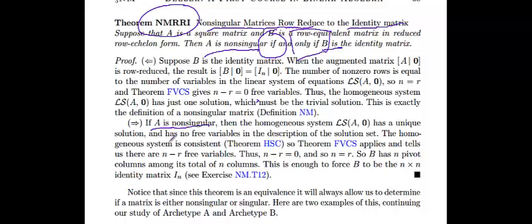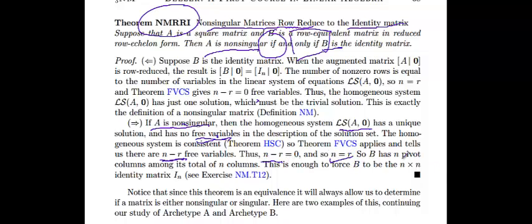By definition, that means the homogeneous linear system has a unique solution and there are no free variables. So A is non-singular means there cannot be any free variables. Now, we have this relationship between the number of free variables and the number of non-zero rows. The number of free variables is the total number of columns minus the number of non-zero rows. But there are no free variables, so n minus r is equal to 0, so n is equal to r.